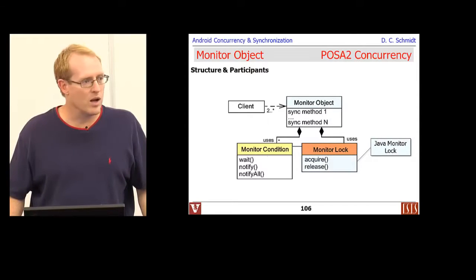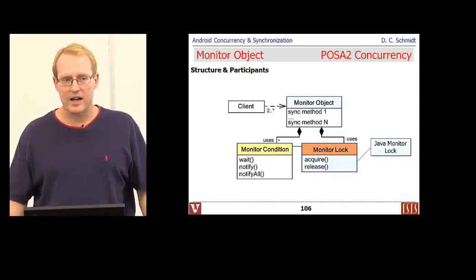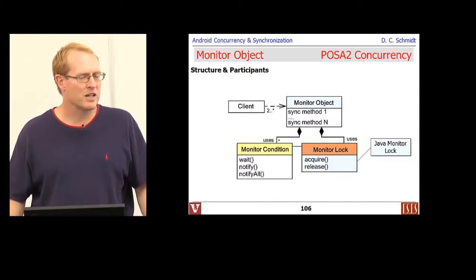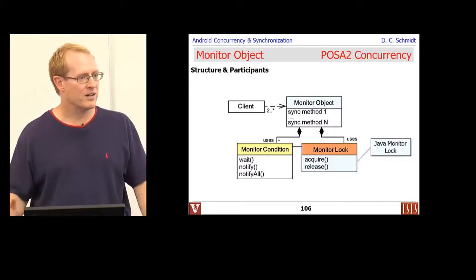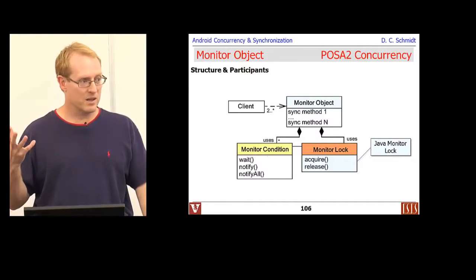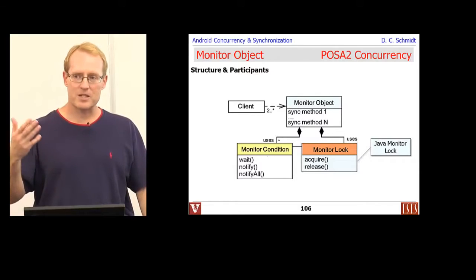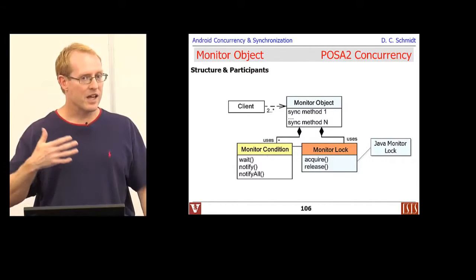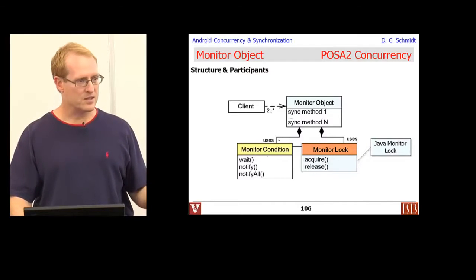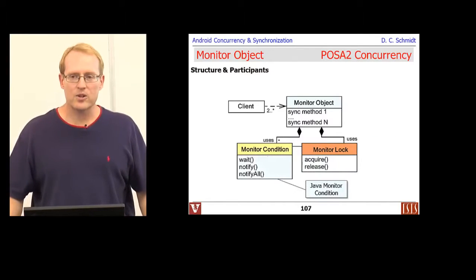Then we also have a monitor lock. It typically has methods like lock and unlock, or acquire and release. It goes by different names. In the case of Java, it's the Java monitor lock, and it's implicitly acquired and released every time a synchronized method is called and returns, or every time you enter and leave a synchronized block. That's the second thing.